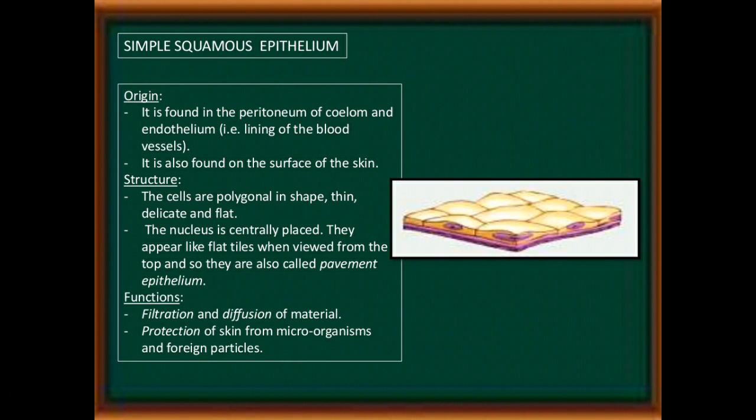Structure: the cells are polygonal in shape, thin, delicate and flat. The nucleus is centrally placed. They appear like flat tiles when viewed from the top, and so they are also called pavement epithelium. Function: filtration and diffusion of material, protection of skin from microorganisms and foreign particles.